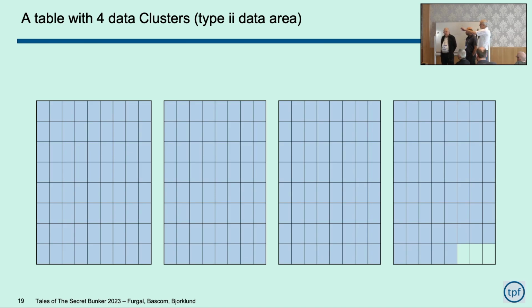And all the data in the blocks in a type 2 area come from the same table. So you don't have orders and order lines and customers mixed together. You only have the data for that one particular table in that area. For indexes, it's that way, whether it's a type 1 or a type 2 area.